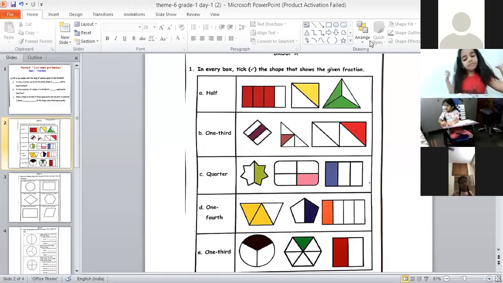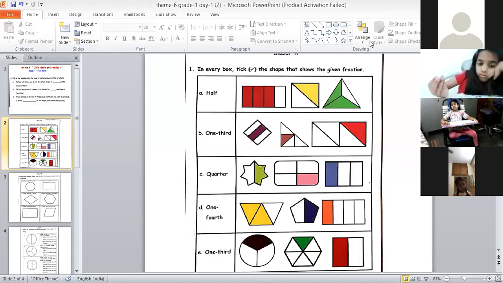Fraction means part of something. Like you all must have seen pizza, right? You all have eaten pizza also. So basically, if we talk about a small size pizza, that pizza is divided into 4 slices, right? So fraction means part of something.